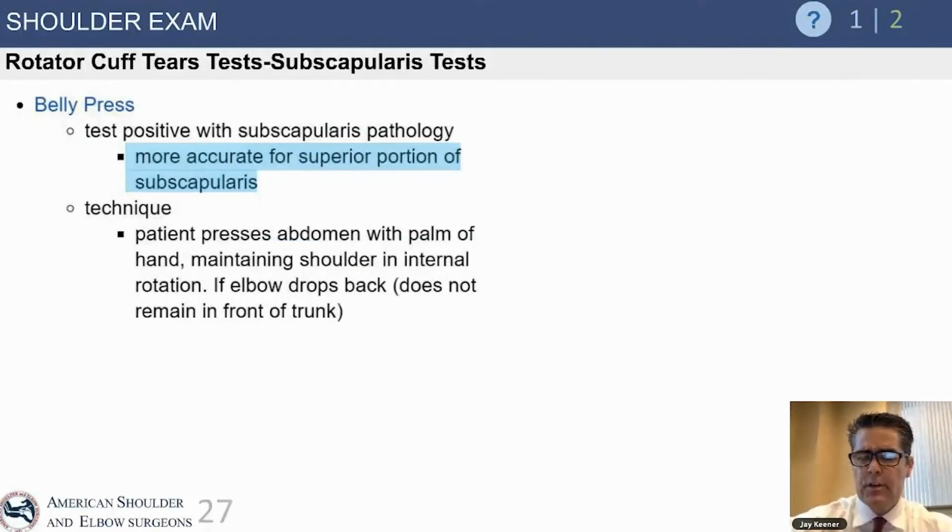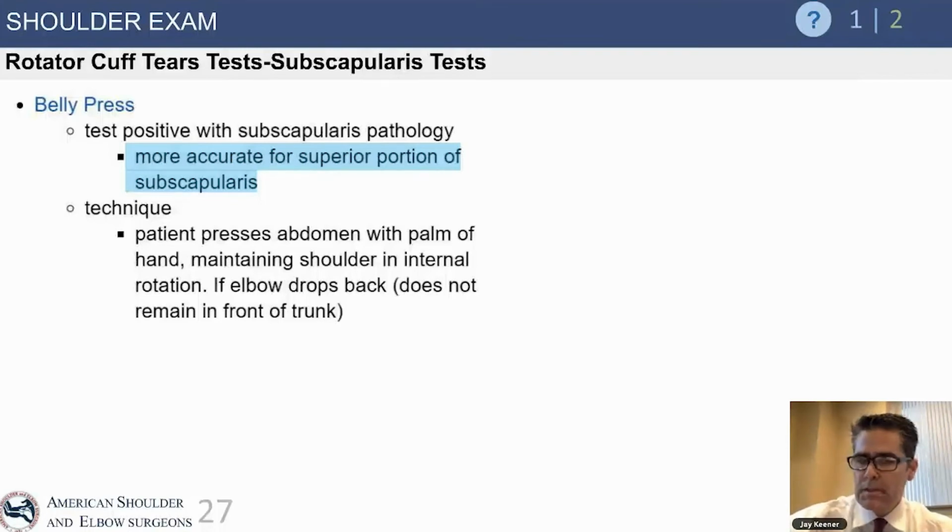The belly press test is considered more accurate for the upper portion of the subscapularis, and basically this is done with the hand in front of them on the abdomen. They bring their wrist into a neutral position so that their elbow moves forward out of the coronal plane, and then you have them press into the abdomen and see if they can hold that position. What you're looking for is either extension of the elbow or wrist flexion, and failure to hold that position can be a sign of subscapularis insufficiency.